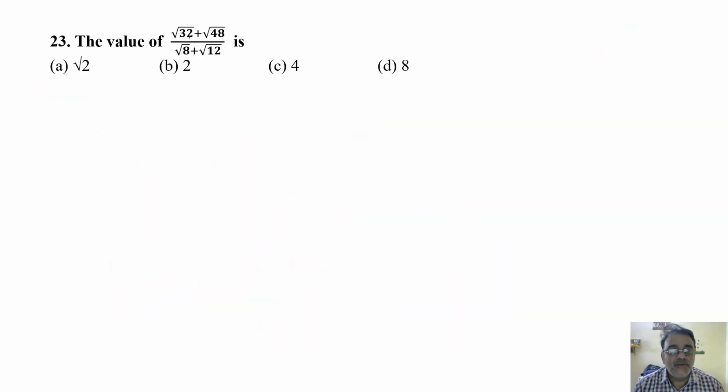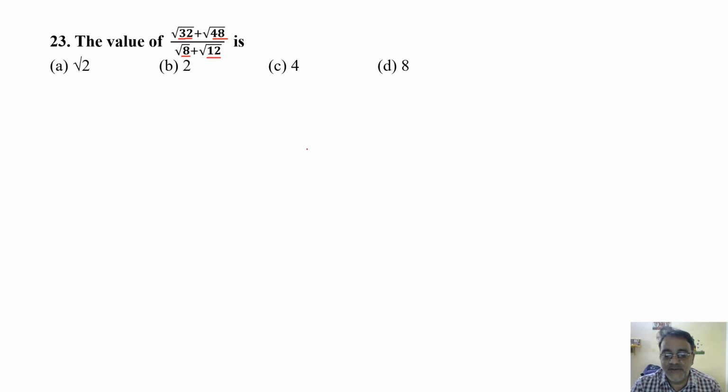So now we are moving toward question number 23. The value of root 32 plus root 48 upon root 8 plus root 12. 32 we can write 16 into 2. 48 we can write 16 into 3. And 8 we can write 4 into 2.